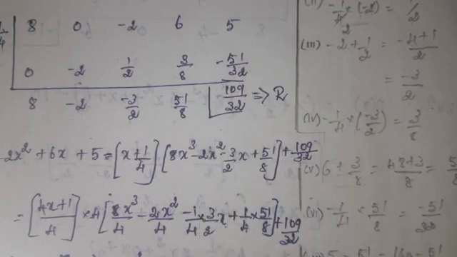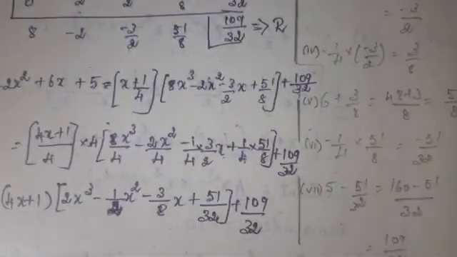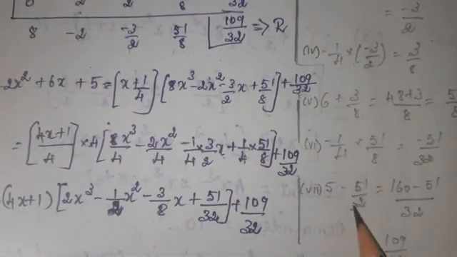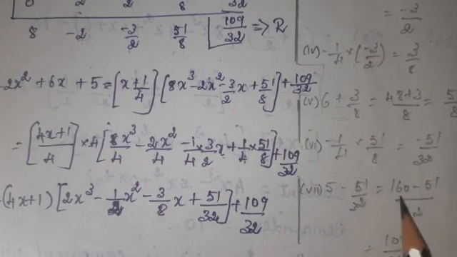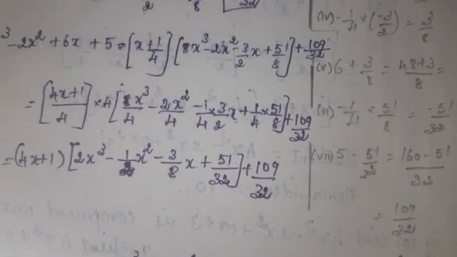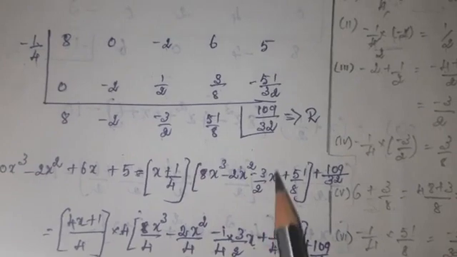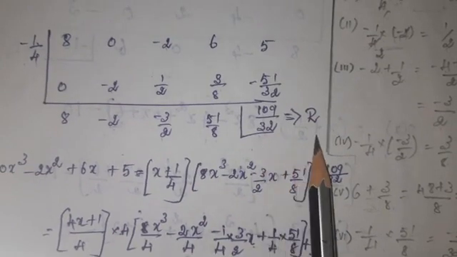5 minus 51 by 32. Here cross multiplication. 5 into 32 is 160 minus 51 divided by 32. When you subtract, you will get 109 by 32. That is what I have written here, 109 by 32. The last number is always the remainder. So I mark that one as the remainder.